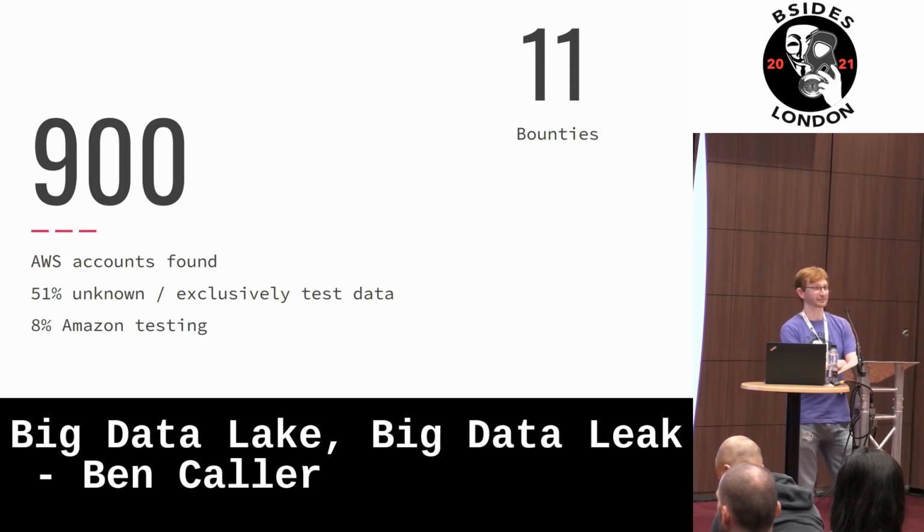So in total, scanning intermittently over about a year, I found 900 AWS accounts. As far as figuring out who owned them, about half of them weren't very relevant. They were either test data and tutorials, or I just couldn't figure it out. A further 8% were Amazon accounts doing proofs of concept. But I managed to report 11 of the clusters to get bounties, each between $250 and $17,000, but vastly skewed to the lower end of that. That was actually 10 companies because I got one double offender.